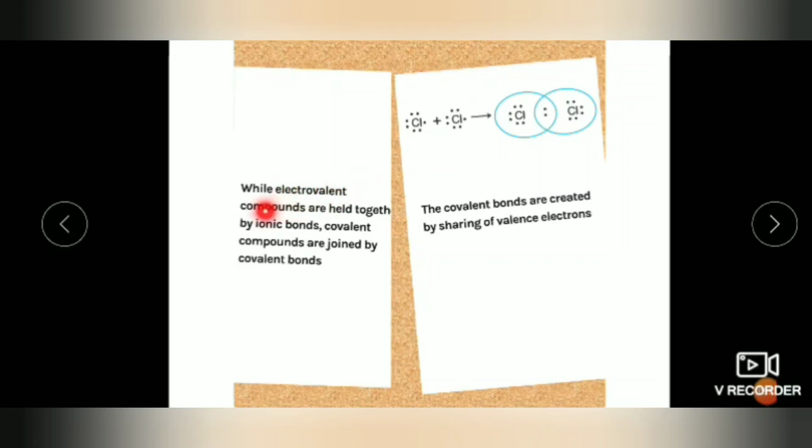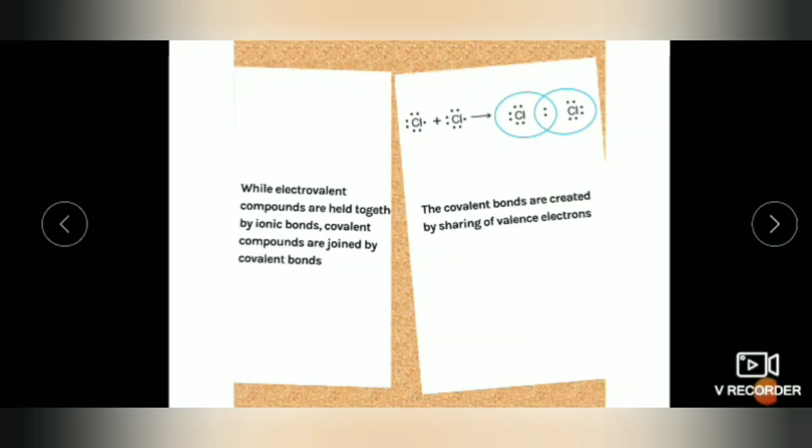Electrovalent compounds are held together by ionic bonds. For example, NaCl is called an electrovalent compound. It consists of positive charge and negative charge. When it breaks, it completely transfers its charge into positive and negative charges. So we call it an electrovalent or ionic compound, where the bond between them is an ionic bond.